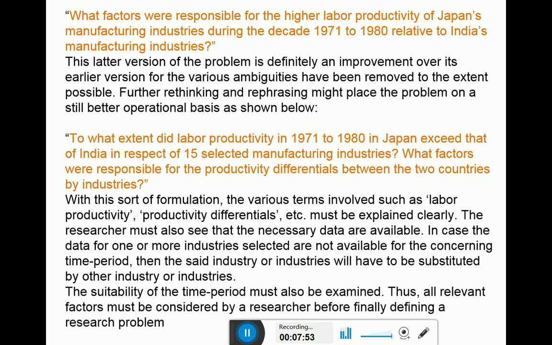For example, if the researcher selects 1971 to 1980 and the data is available, well and good. If the data is not available in such a time frame, then the researcher selects the next time period. Similarly with industries: for example, cement manufacturing industry; if the data is not available, then select the next 15 manufacturing industries, such as iron manufacturing, construction, telecom, or whatever manufacturing services. No major change is needed. So this process is simply known as narrowing down the problem.